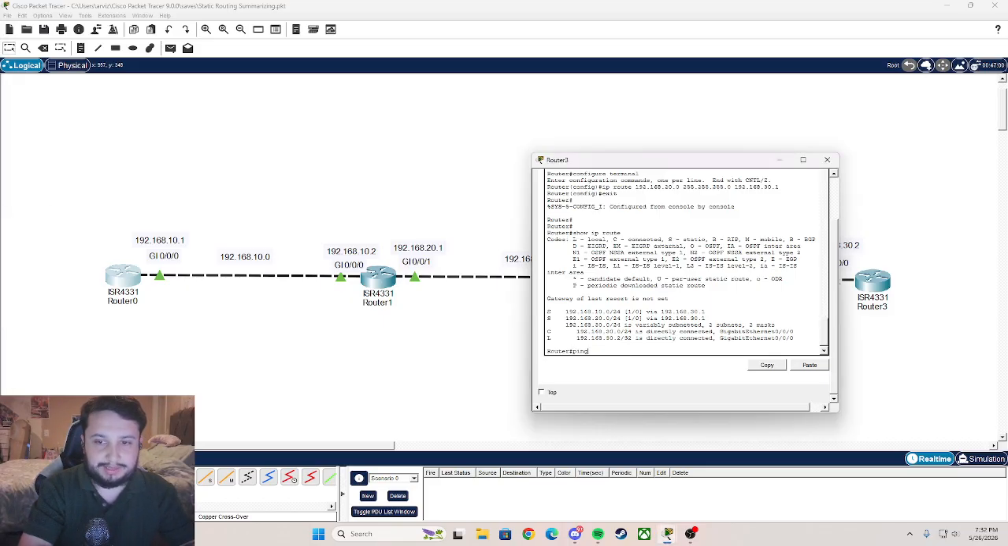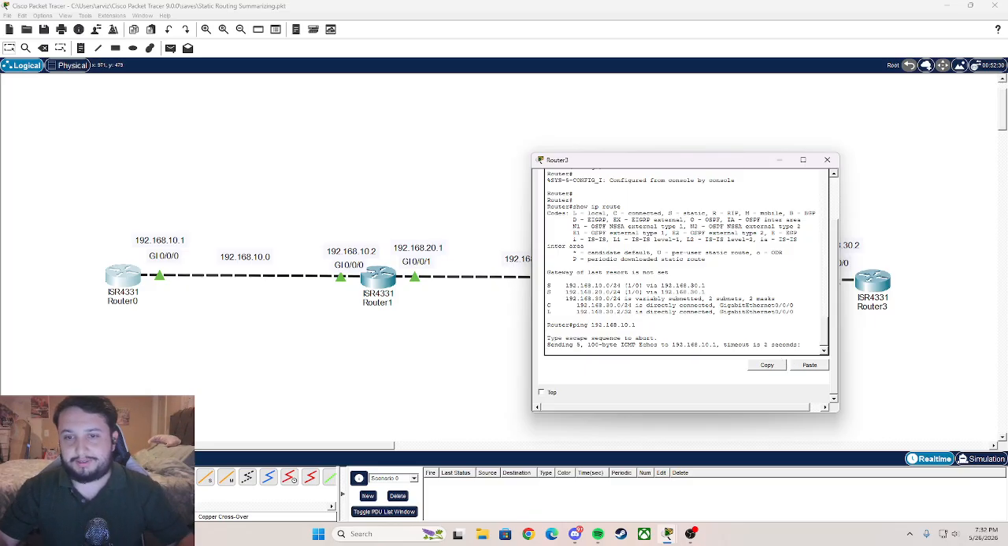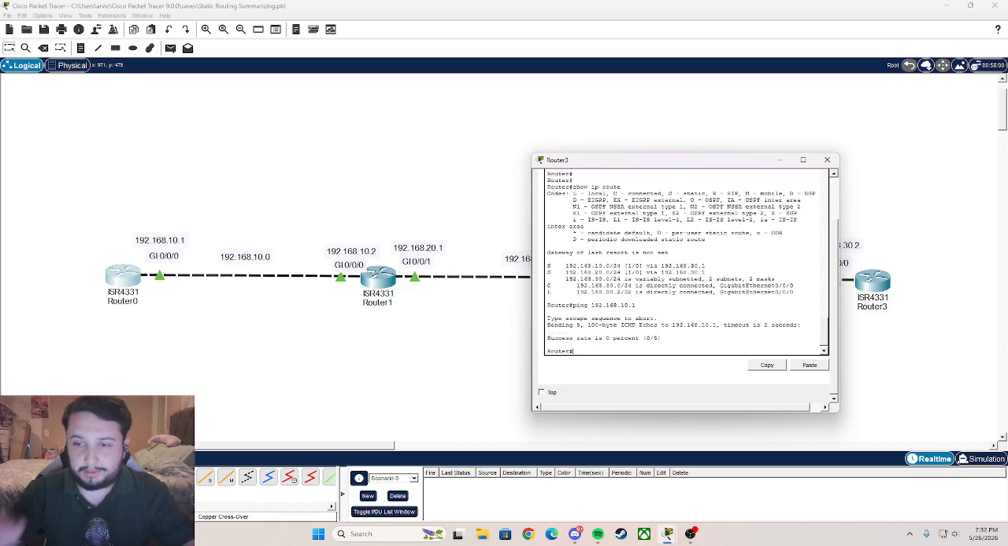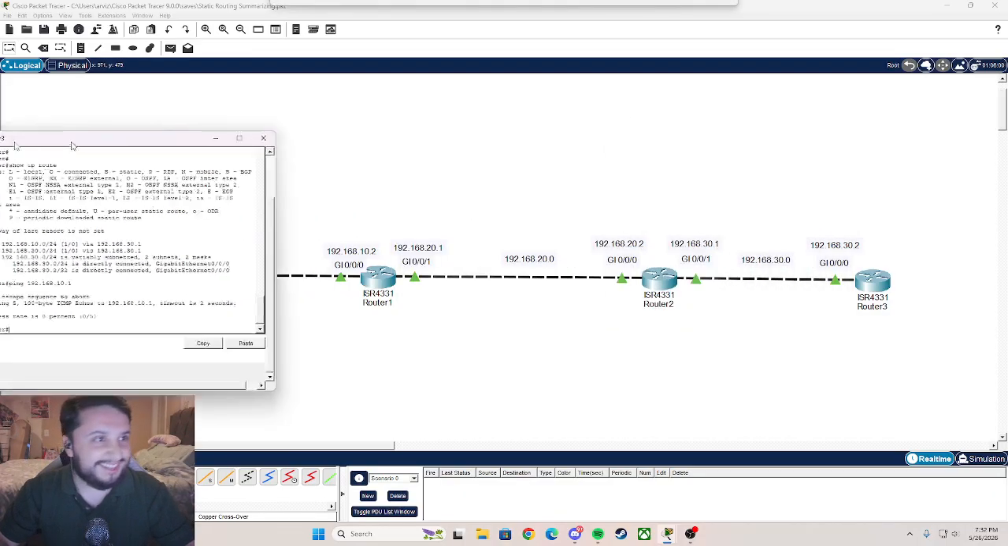So I'm going to try this one. This time it should work. It doesn't work. It's taking its time. Is it because router 1 is not configured yet? Yes, it's because router 1's not configured yet. Oh goodness. Okay, it's fine. This is okay.